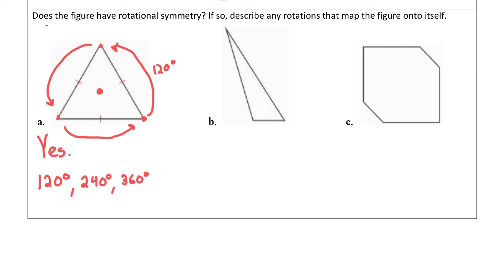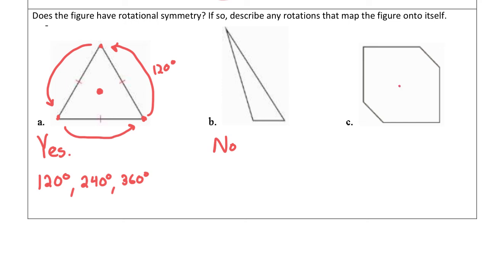In part B, this does not have rotational symmetry. There's no way I could rotate this 180 degrees or less and map this triangle onto itself. There's no way. So you got to be able to see some sort of symmetry there.